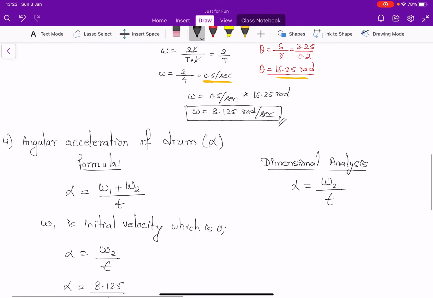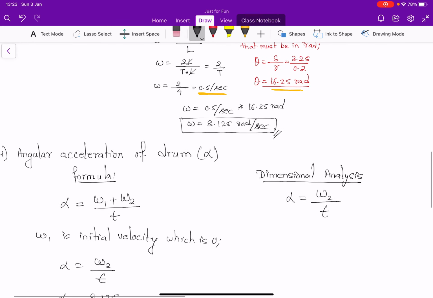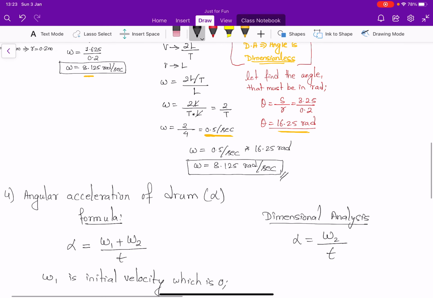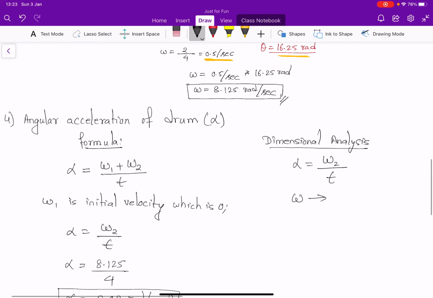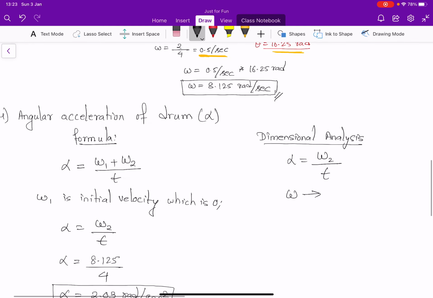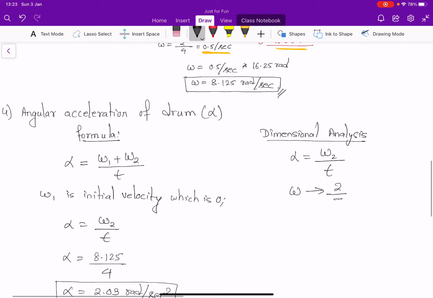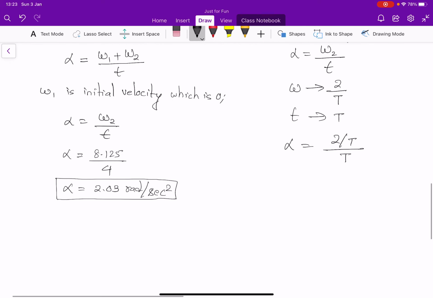and we can take our relationship of omega from the previous example. So omega is simply 2 divided by t, and t is simply t. So we're going to get alpha as 2 divided by t divided by t. And if we write this again, we're going to get 2 divided by t square.